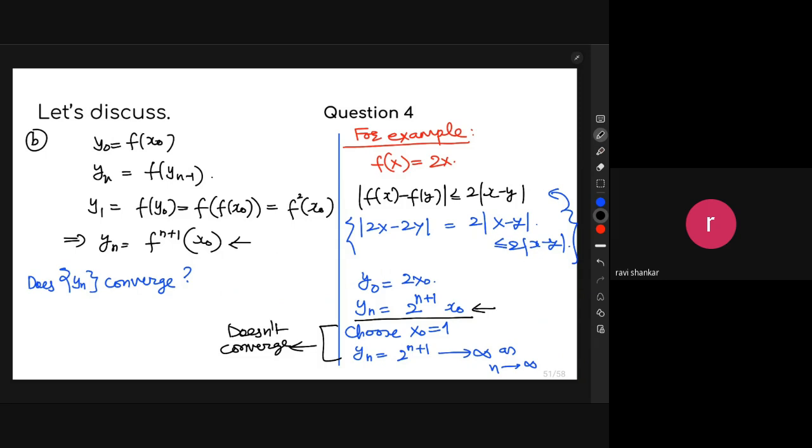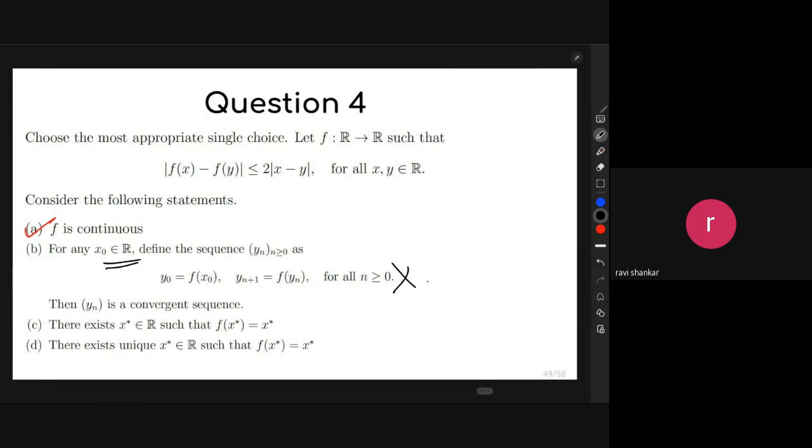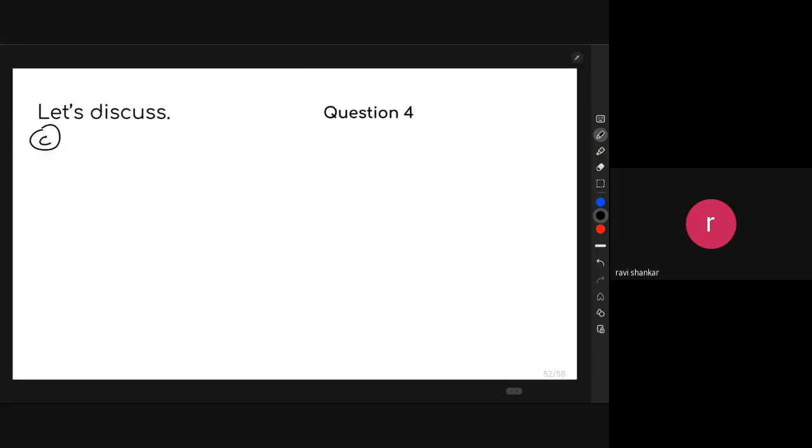Okay, very good. Now the C part. It says that there exists some x star in R such that f of x star is equal to x star. So basically, it is saying that there exists some fixed point of f. We say that there is no fixed point.